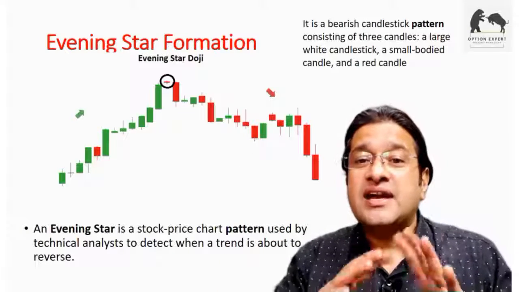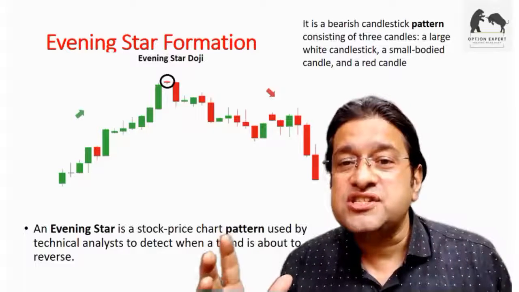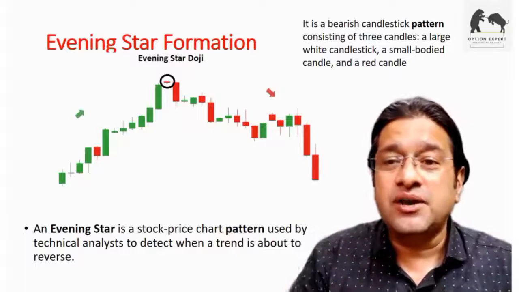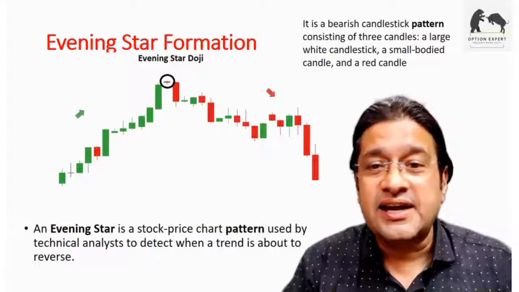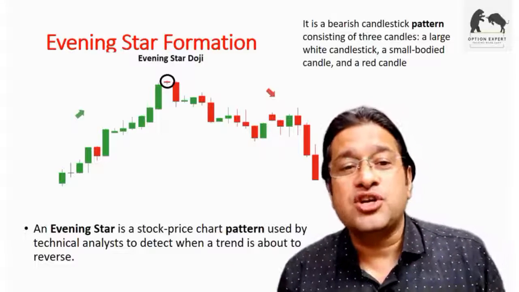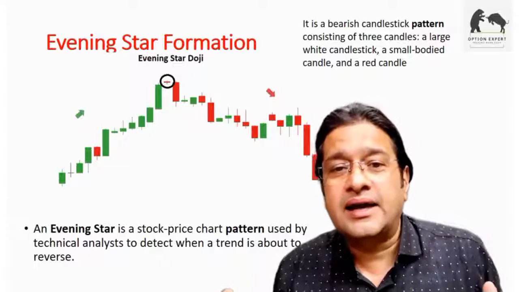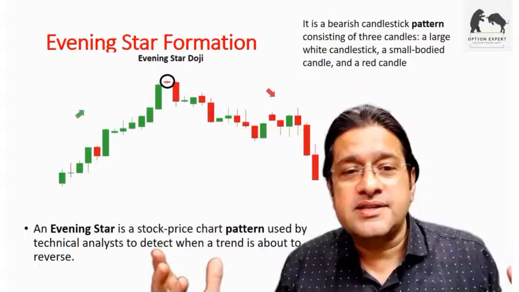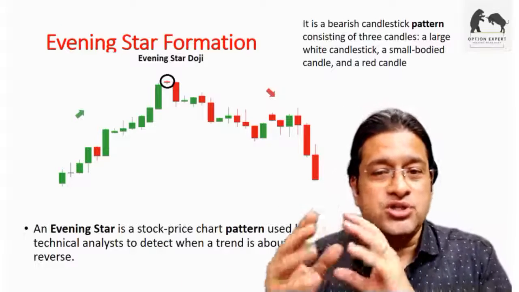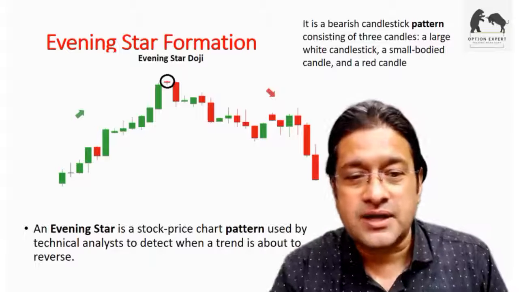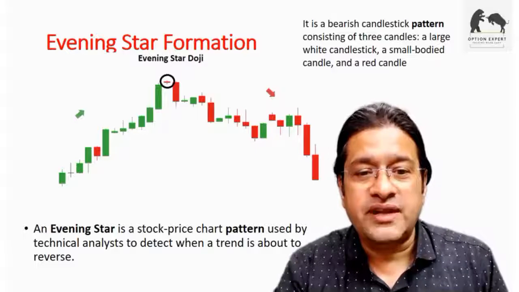So it's a bearish candlestick pattern consisting of three candles. First is a large green candle. Then there is a follow-up of white candles or a small red candle, and then there is a red candle. Usually a doji also symbolizes a trend reversal. So this is another example of an evening star.